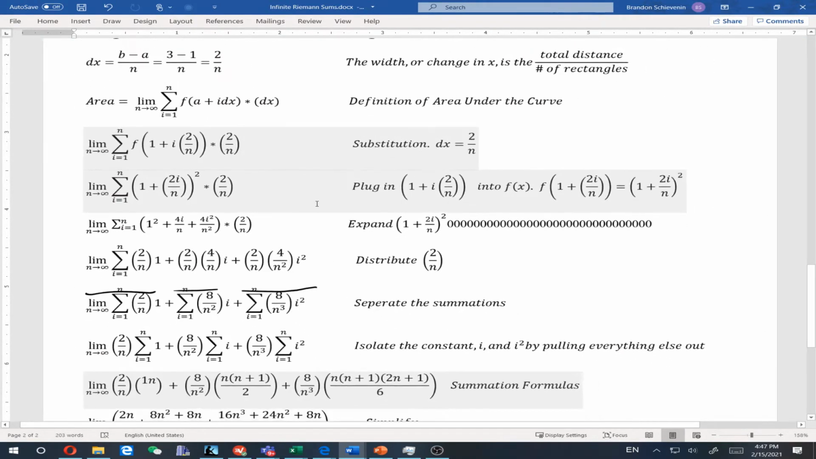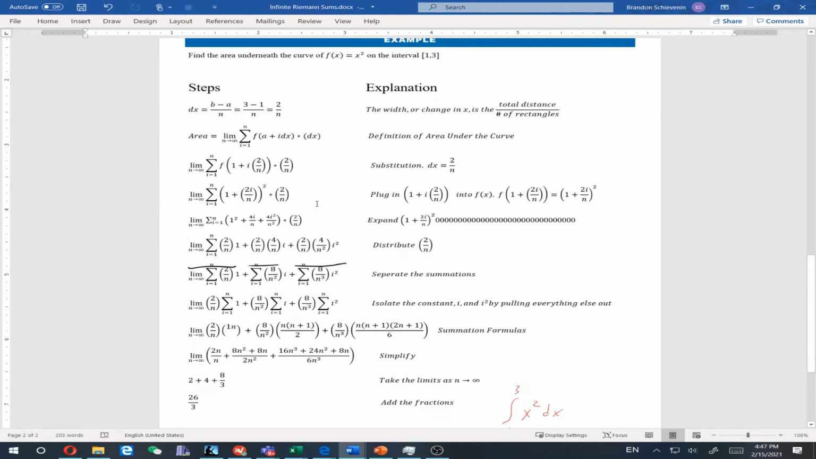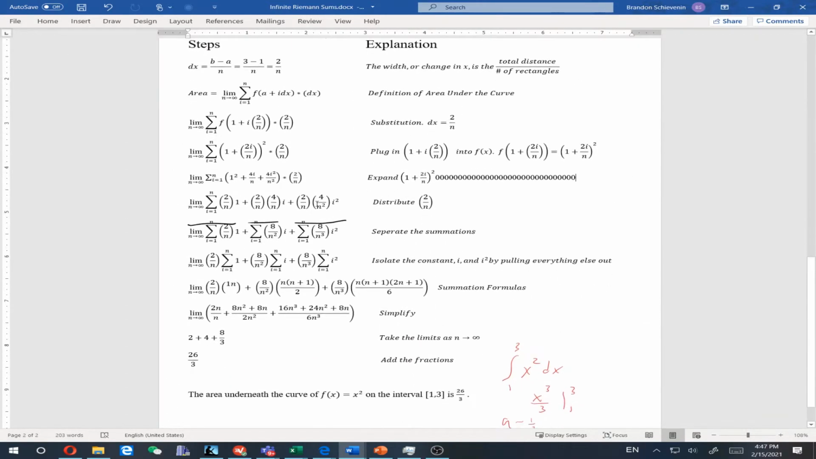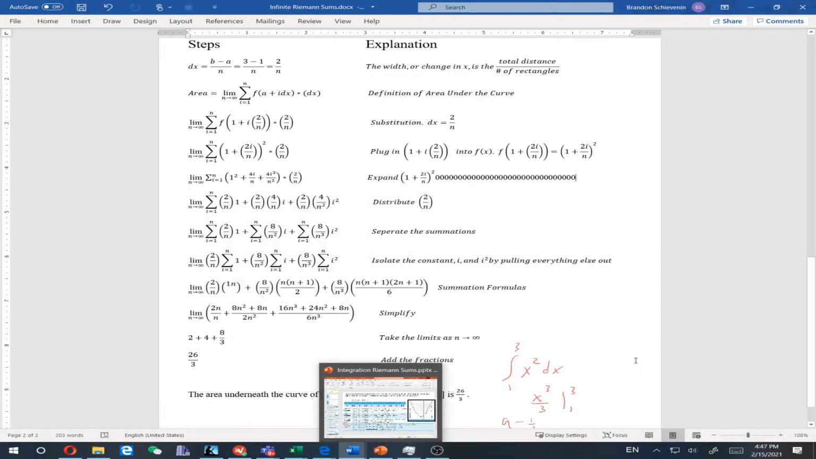I'll zoom out a bit. Okay, going once, going twice.